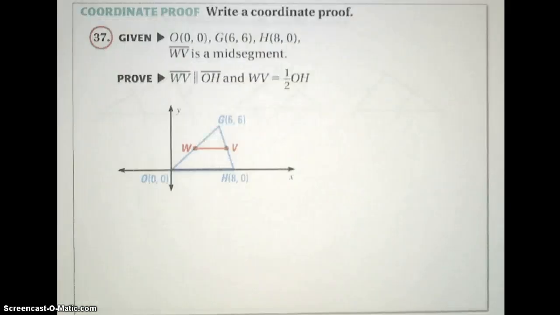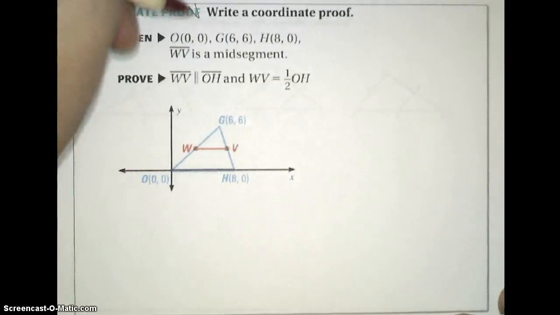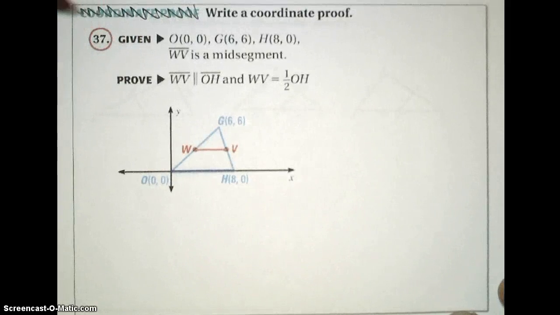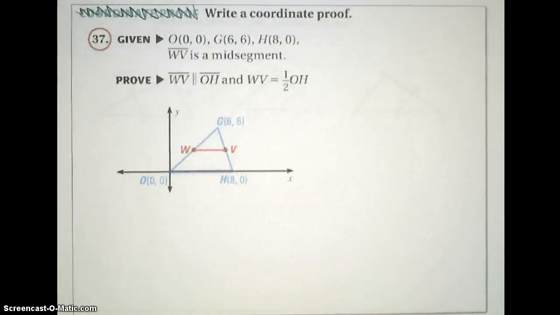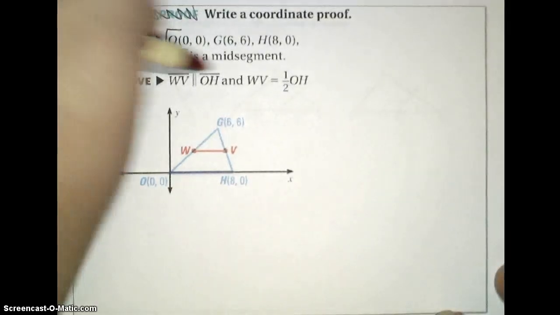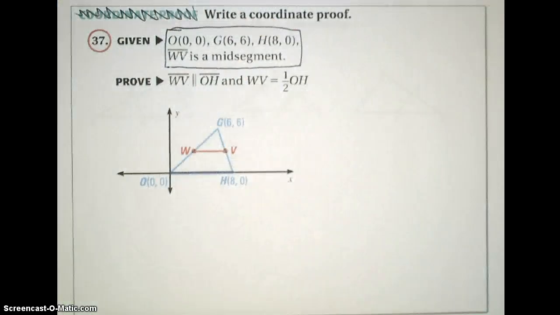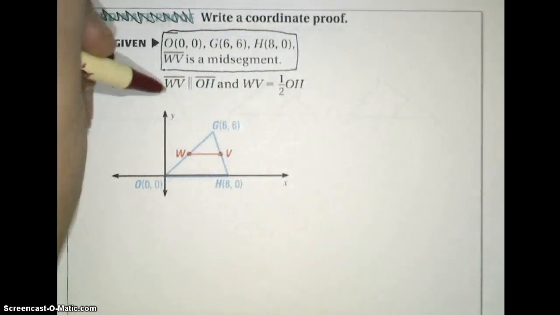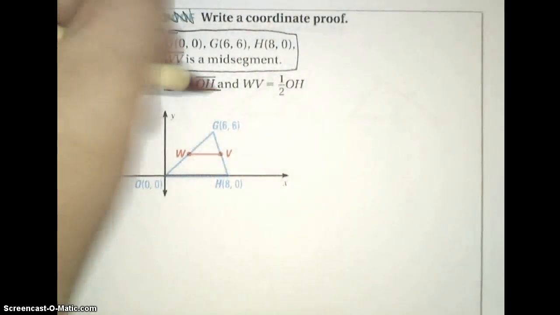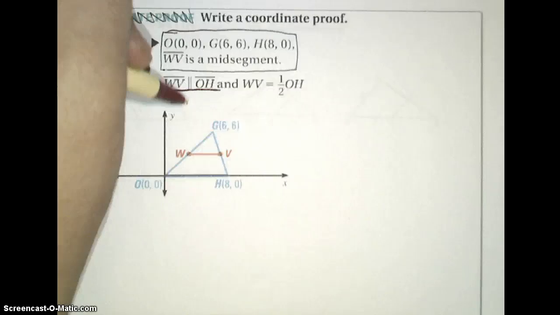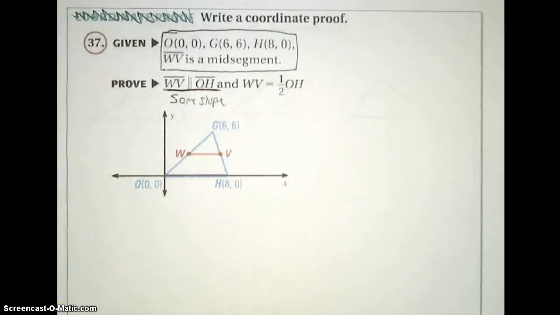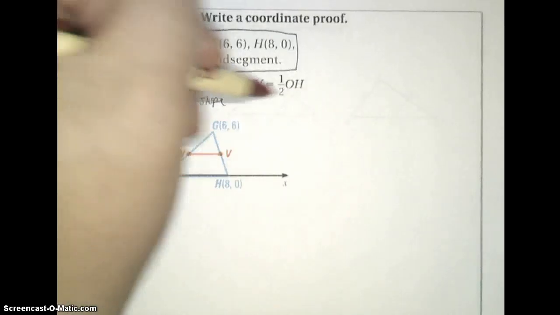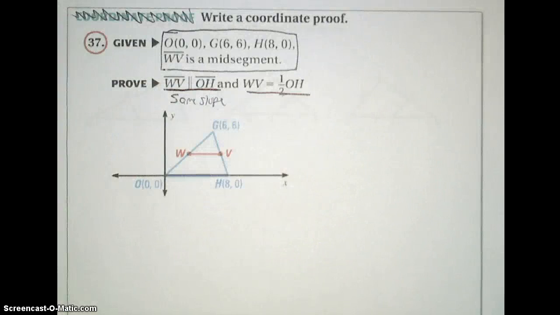This last problem in your notes says to use a coordinate proof. We'll talk more about coordinate proofs when I return. So for this basic problem, we have enough information here that we don't need to do a formal proof. Basically, you're going to be given this information, and I want you to show me that WV is parallel to OH, meaning they have the same slope, and WV is equal to 1/2 of OH, which we'll find through distance.